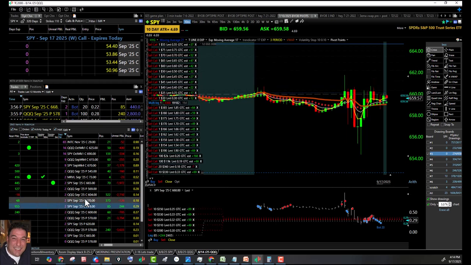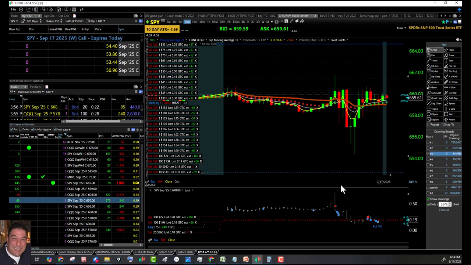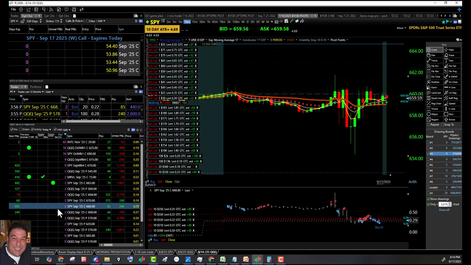Made $68 on some 670 calls. 2 days till expiration. Again, I bought these in anticipation of a rip, and I sold into strength, reloaded, and then I sold into strength right there. Made $955 on some 668 calls. Again, anticipating a bigger bounce than what we got. Sold into strength, reloaded, sold into strength, reloaded, and sold into strength there on those 668 calls.